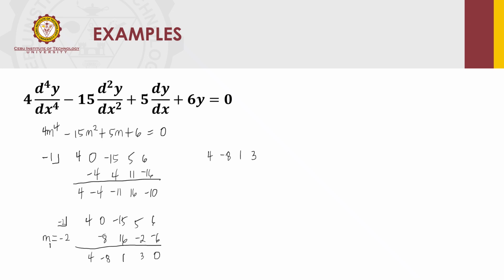So let's say we're going to try another value, maybe negative 3. Negative 1 is not possible anymore, so maybe negative 3. So 4 and then negative 3, negative 11, positive 33. So obviously it's not possible. So negative 1 is not a root.